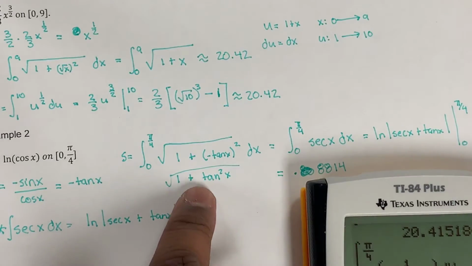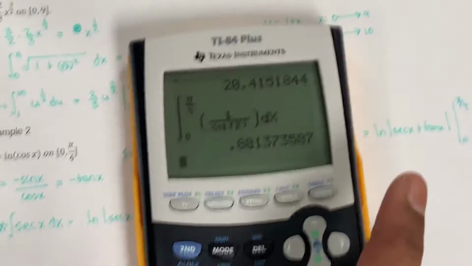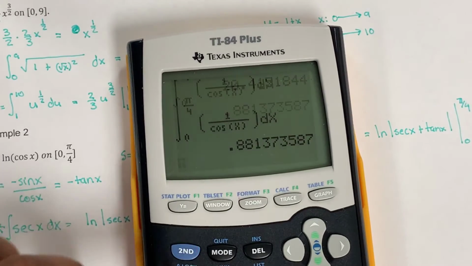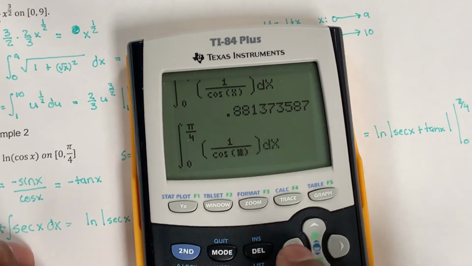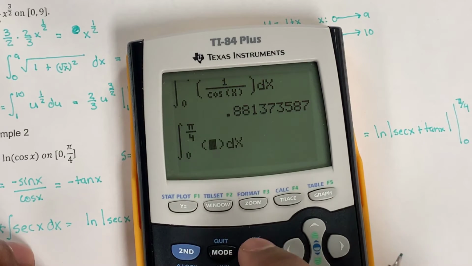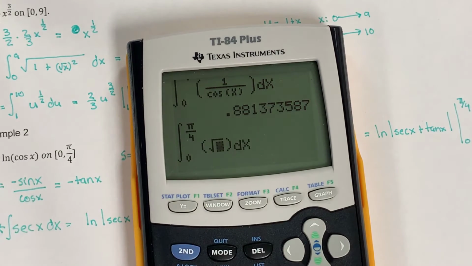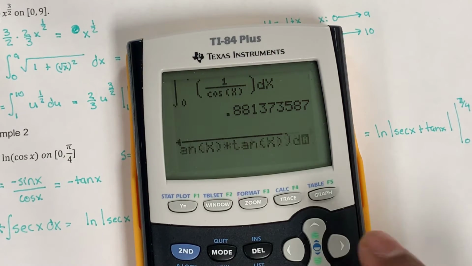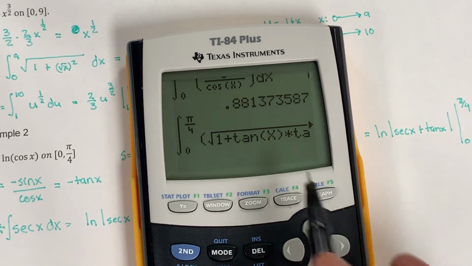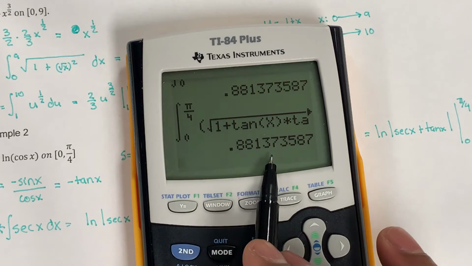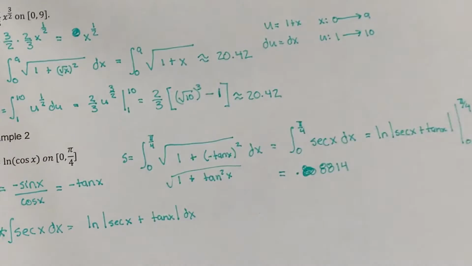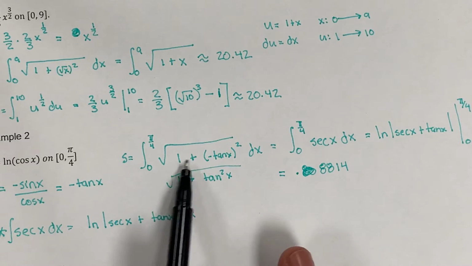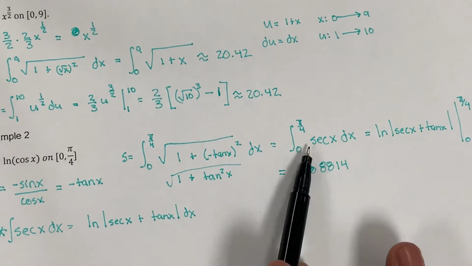Let's go back, and we could also just do that from here. So if we have this same integral from 0 to pi over 4, now the important thing is to remember that we need to include the square root. So the square root of 1 plus tangent squared is just going to be tangent x times tangent x. So we don't have to worry about the whole square thing. And we still get 0.8814. So either way, again, the work is setting up this integral, and we'll let the calculator do the heavy lifting.